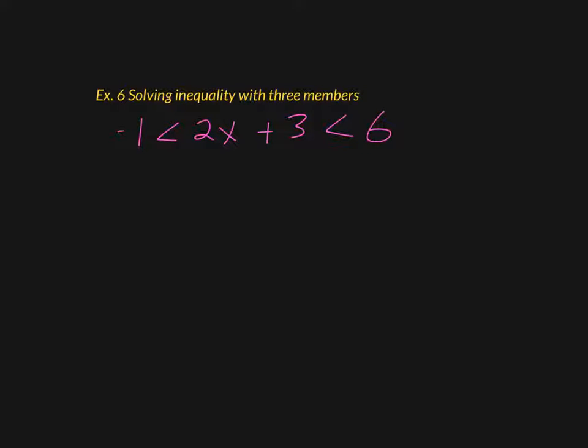Now, we're going to follow the same steps we would if we were solving an equation. However, we're just going to do that operation 3 times. So for instance, we're looking at that 2x plus 3. We're trying to get the 3 away from the 2x first, so we're going to minus 3 here. We also minus it on the other side of the inequality sign, but we have 2 other parts, so we're going to minus it on all sides. So now we have that negative 4 is less than 2x, which is less than 3.